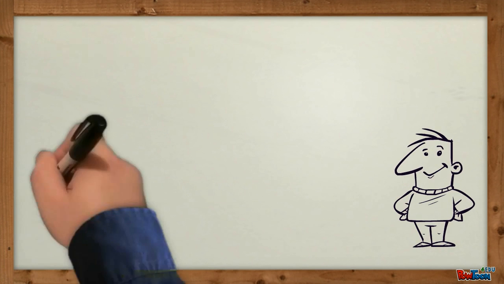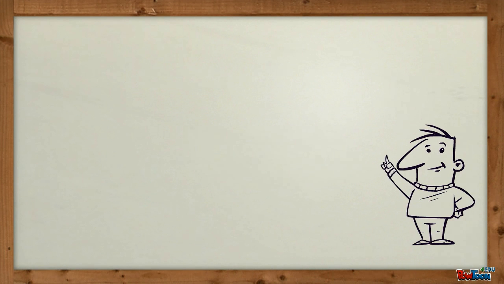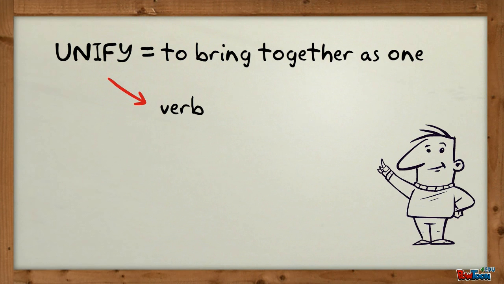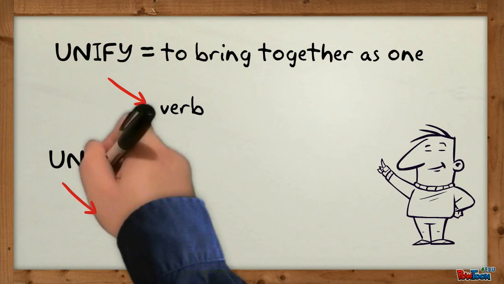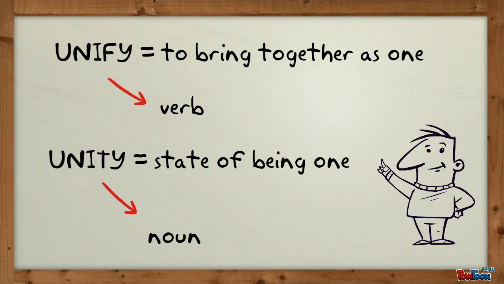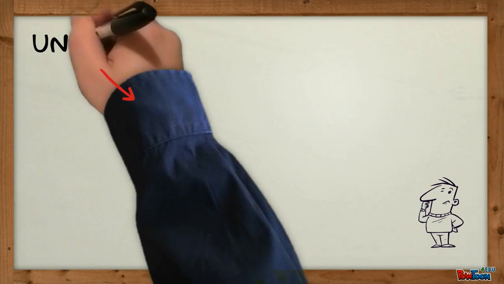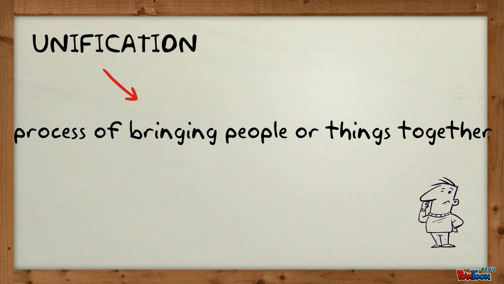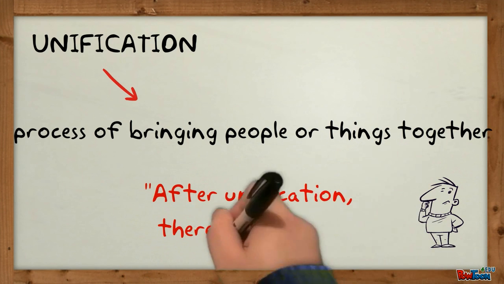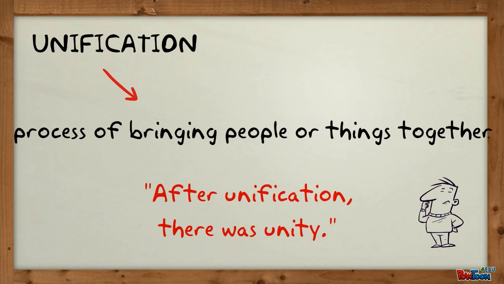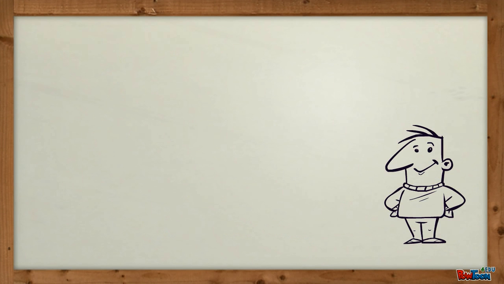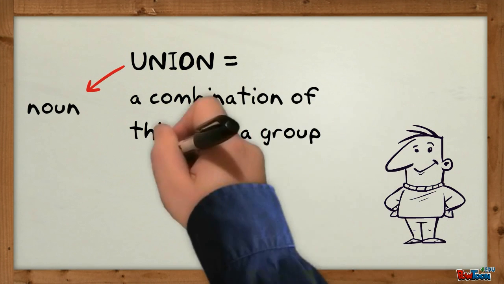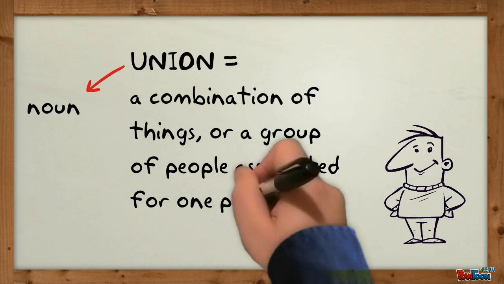More uni words? Unison means one sound. Unify means to bring together as one. Unity would be one noun that goes with the verb unify. It means a state of being one. Unification is another noun that goes with that verb. It means the actual process of bringing together. So, after unification, there was unity. Union also belongs to this group of words. It means a combination of things, or a group of people associated for one purpose.